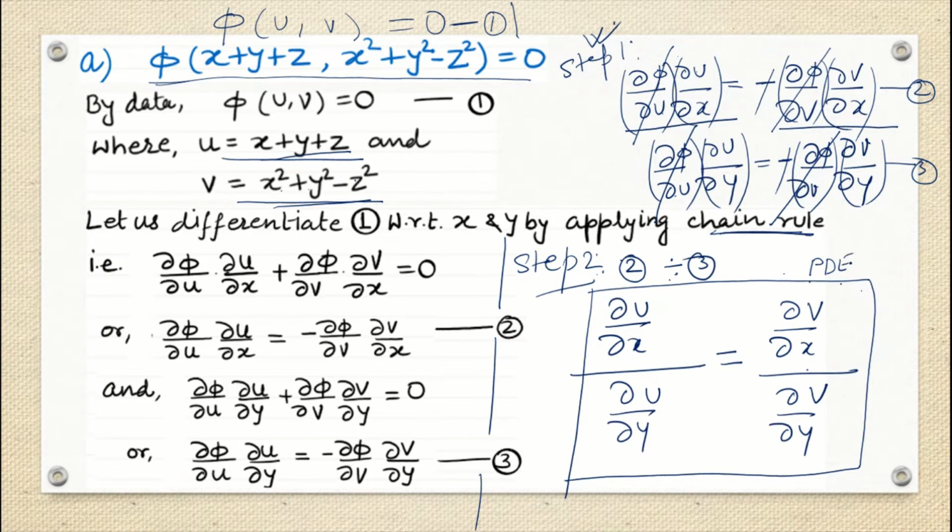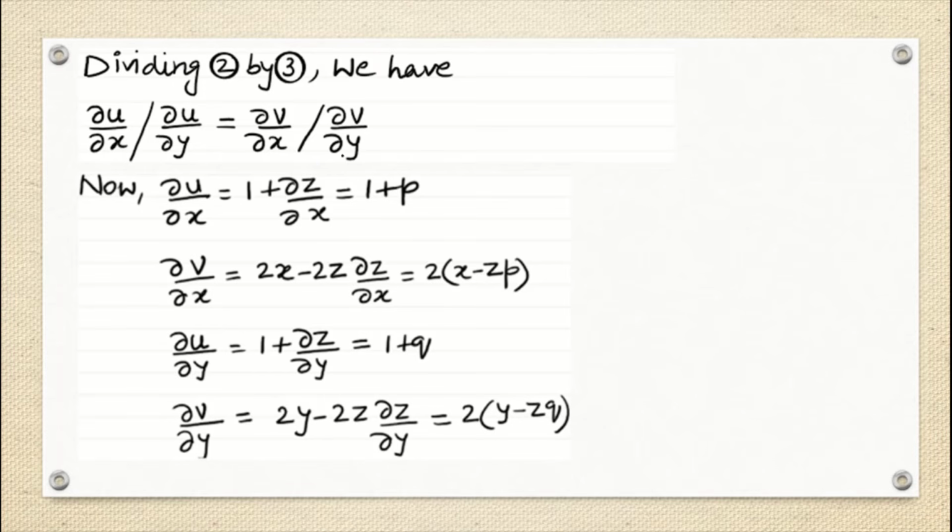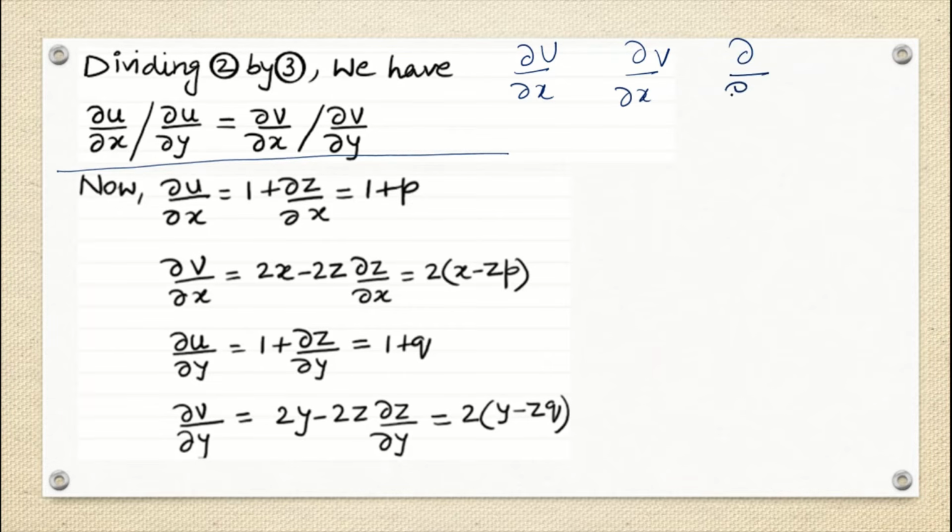But how is this my partial differential equation? I will now replace u with x plus y plus z, and v with x square plus y square minus z square. Whatever I get using this equation will be my final partial differential equation. So till here we have done the same thing. Now my job is just to find del by del x of u, del by del x of v, del by del y of u and del by del y of v. Only these four things I have to find.